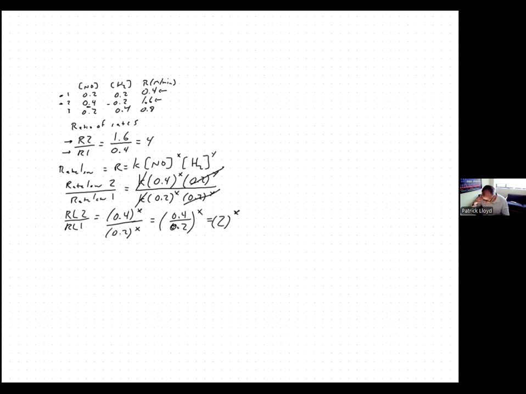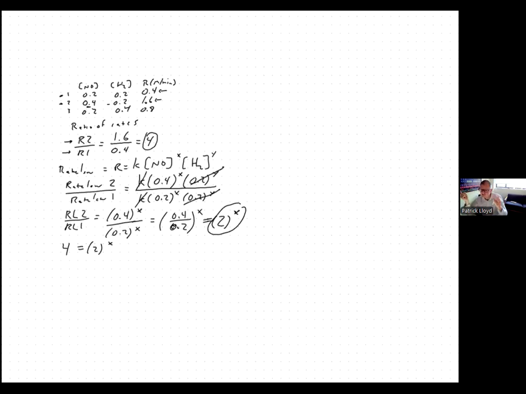So how are we going to do that? Well, remember the rate is equal to the rate law, right? So if we did the ratio of the rates and we got 4, and then we did the ratio of the rate laws and we got 2 to the X, it now follows that 4 is equal to 2 to the X, right? Because R2 over R1 is the same as rate law 2 over rate law 1. And so now you just figure out what X is. So let's just plug in some numbers.